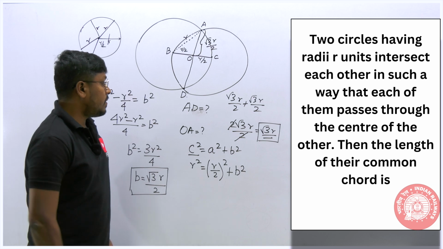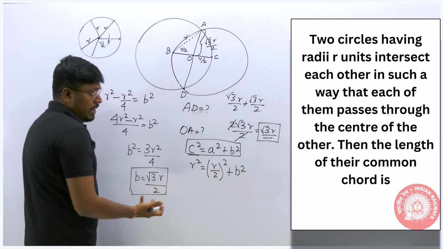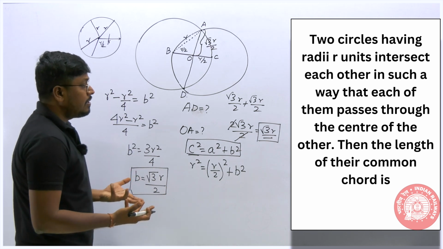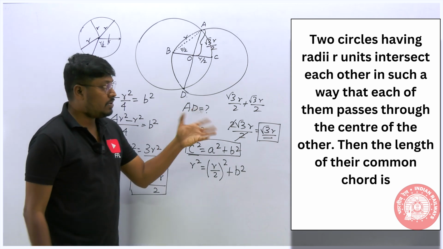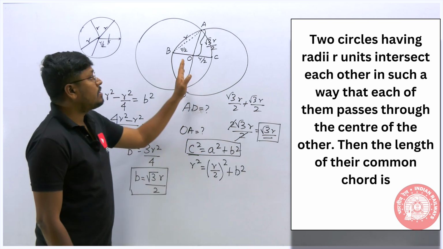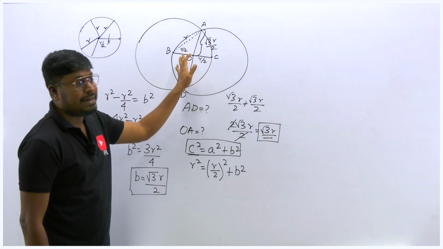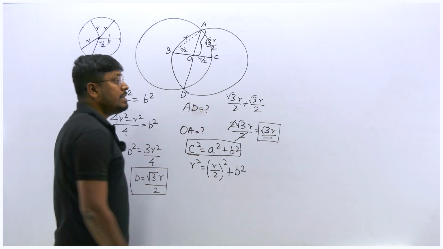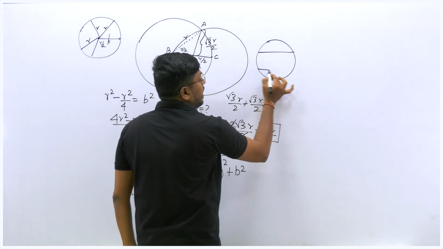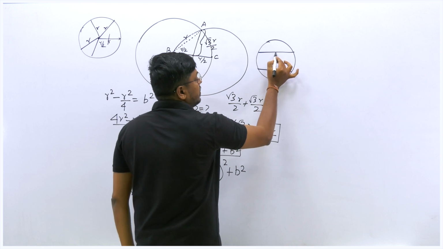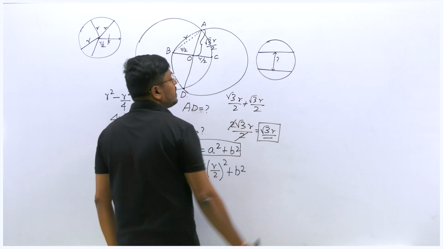So friends, understood or not? Here I have used the Pythagoras theorem. Other than that, you can see I didn't use any other new concepts here. All are the basic concepts we learned on the circle. So this is one form of question. Two circles intersect each other, or in a single circle, as I just told you, two chords will be drawn parallel and we need to find the length of the chord or the length between the two chords.